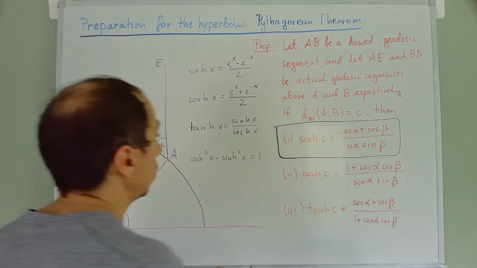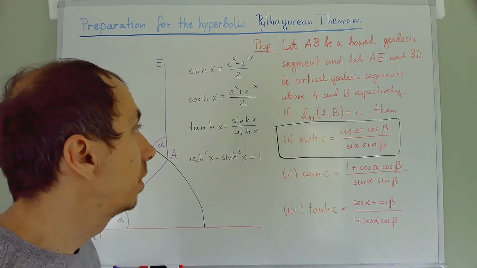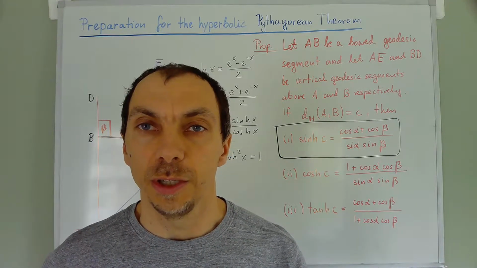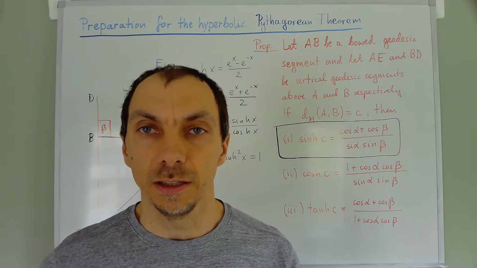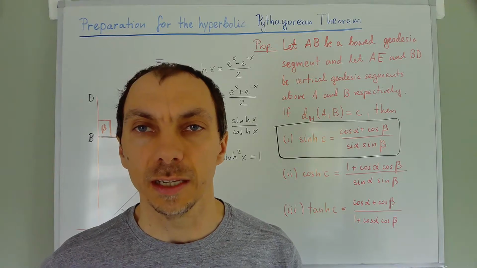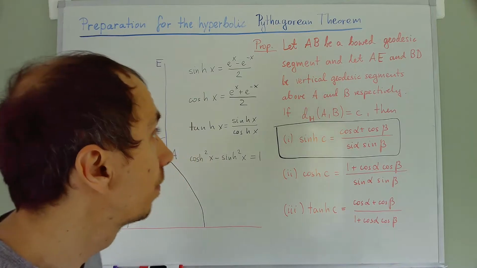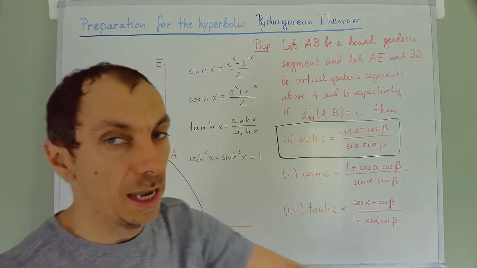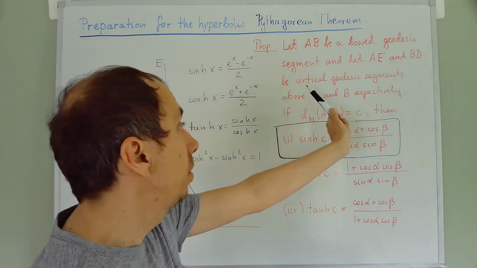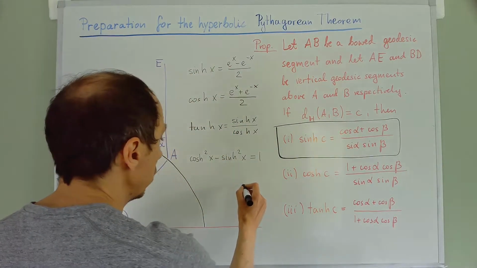And what is this proposition that we're trying to prove? It's the following. So let AB be a geodesic segment somewhere on the hyperbolic plane. As you know, the geodesics can be classified as either vertical lines or arcs of circles centered somewhere on the x-axis. So when I say a geodesic, I mean an arc of a circle centered somewhere on the x-axis. So let AB be such. So A is like the beginning of this arc and B is the end of this arc. And let AE and BD be vertical geodesics stemming from A and B respectively, right? So the situation is kind of like this.